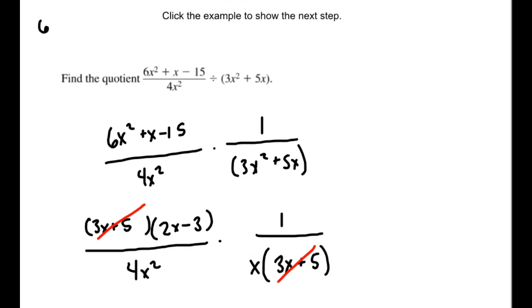So now let's go ahead and do this multiplying. So I end up with 2x - 3. And then I have in my denominator 4x squared times x, which gives me 4x cubed. Okay, so there's my final answer.